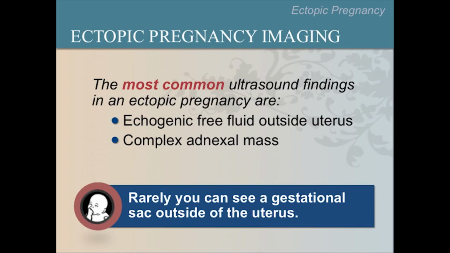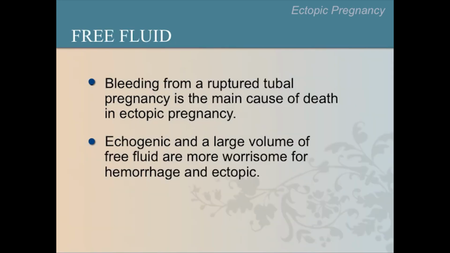On a scan of an ectopic pregnancy, you're most likely to see echogenic free fluid or a complex adnexal mass. You can see fluid in the endometrial cavity or see a thickened endometrium. But there are usually other findings. From time to time, you may see a gestational sac outside of the uterus. Bleeding from a ruptured tubal pregnancy is the main cause of death in an ectopic pregnancy. If you see a large volume of free fluid that is echogenic, this is a very worrisome sign for hemorrhage and ectopic pregnancy.